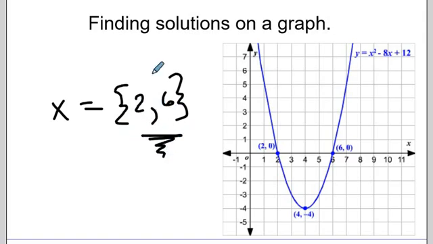Now, don't confuse this solution set with a coordinate pair. We're not saying that x equals (2, 6). It's not a coordinate on the graph. We can see (2, 6) is not a coordinate on the graph. 2 and 6 are simply the values for x that make y equal to 0. So we call those the solutions. So the graph is the easiest way to find them. We just look for where the graph crosses the x-axis, and that's going to tell us what our solutions are.